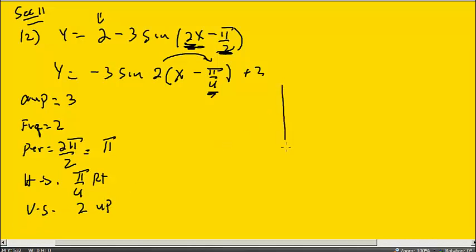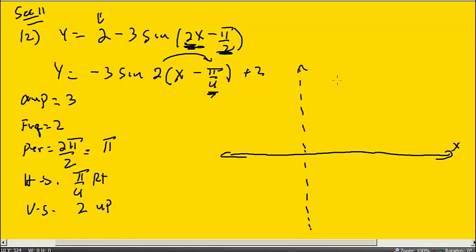Alright, let's go ahead. I know I have a horizontal shift, so I'm going to draw a temporary y-axis. So there's my x-axis, and I'm going to draw a temporary y-axis because I know I'm going to erase that. Now I have a vertical shift of 2 units, so that's my 0. I'm going to go over here, call that 2, and that's going to be my new middle.